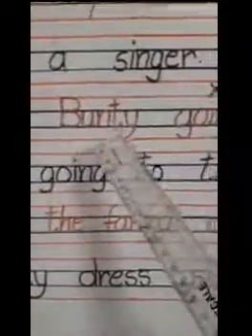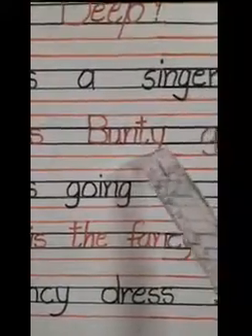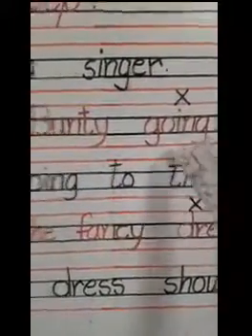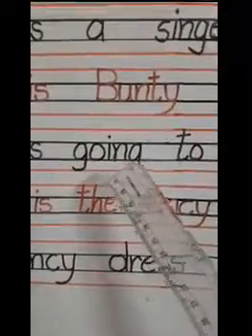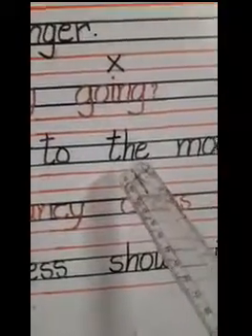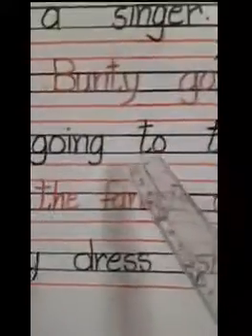Where is Bunty going? W-H-E-R-E, where. I-S, is. B-U-N-T-Y, Bunty. G-O-I-N-G, going. Where is Bunty going? Question mark. Answer, Bunty is going to the moon. B-U-N-T-Y, Bunty. I-S is, G-O-I-N-G, going. T-O, to, T-H-E, the, M-O-O-N, moon. Bunty is going to the moon. Full stop. After that, again leave a line.